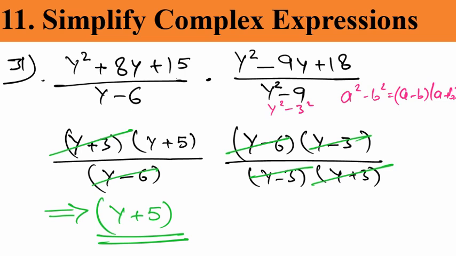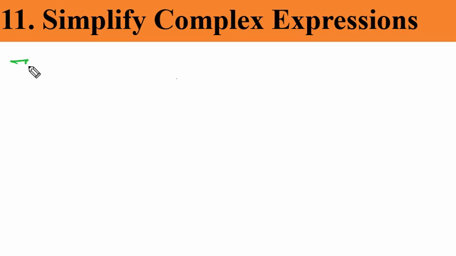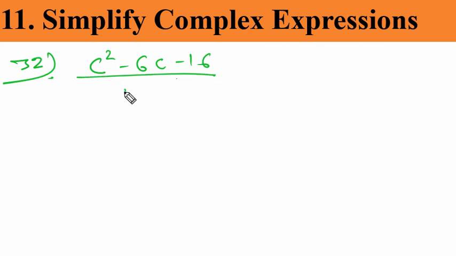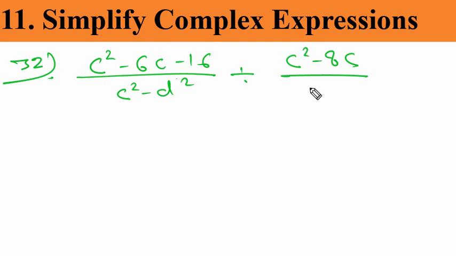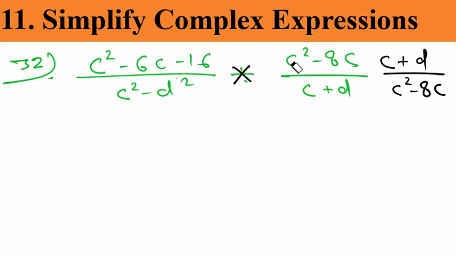Okay, so the next question we have, question number 32. C square minus 6c minus 16 over c square minus d square, multiply with, oh, not multiply, it's divide actually. Divide with c square minus 8c over c plus d. So when you have divide, what will you do? First you change it to multiply and then flip. So c plus d over c square minus 8c. That's what you will do.